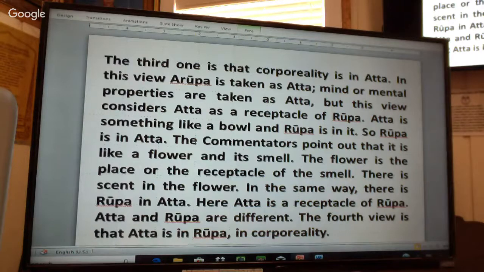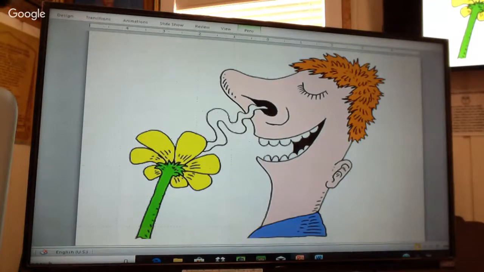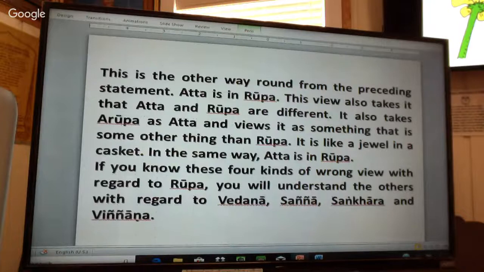Okay, and then the fourth view is atta is in the rupa. The fourth view is atta is in the rupa. This is the flower smell, like the picture showing flower and smell. So it's the other way around from the preceding statement: atta is in the rupa. And this view also takes atta and rupa as different.